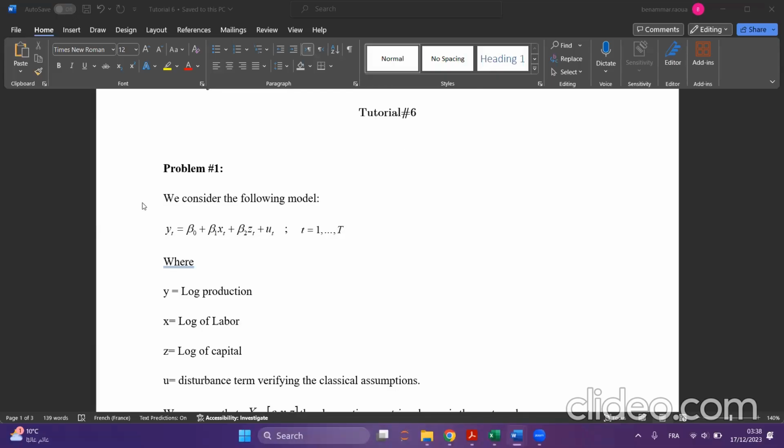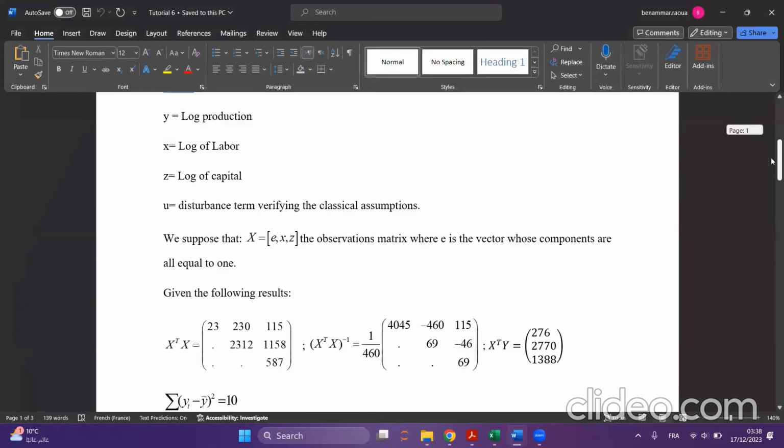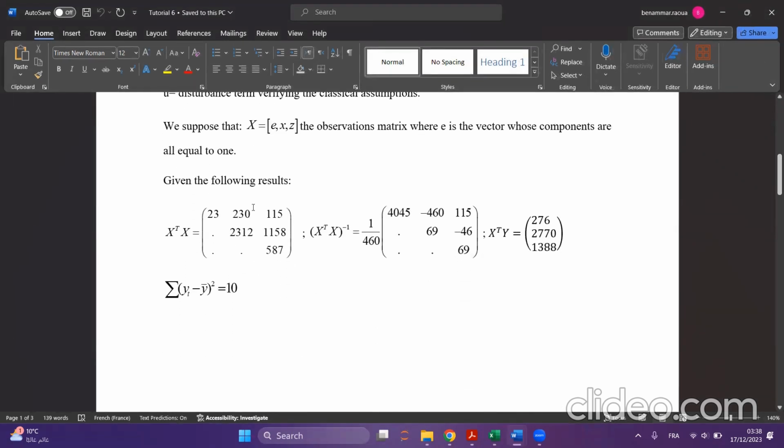Hello, we're going to be considering the following model, where our dependent variable y is the log of production. Our first independent variable x is the log of labor, and our second independent variable z is the log of capital. So this model is a Cobb-Douglas production function that has been linearized using the natural log. For this problem, we are given the following results.